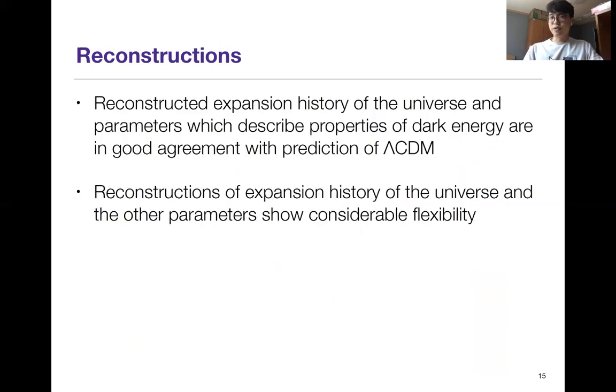In these figures, we can see that reconstructed expansion history of the universe and parameters which describe properties of dark energy are in good agreement with prediction of the ΛCDM model. Also, reconstructions of expansion history of the universe and the other parameters show considerable flexibility.